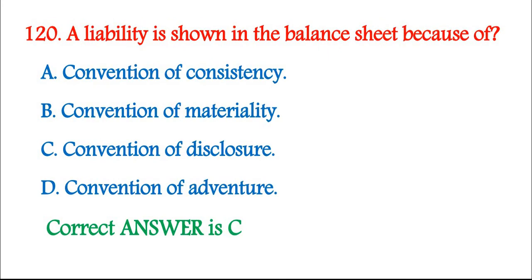120. A liability is shown in the balance sheet because of A. Convention of consistency. B. Convention of materiality. C. Convention of disclosure. D. Convention of adventure. Correct answer is C.